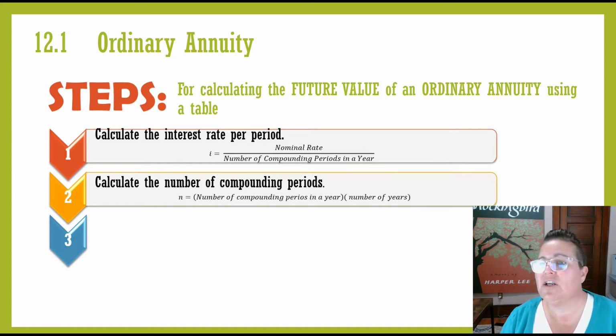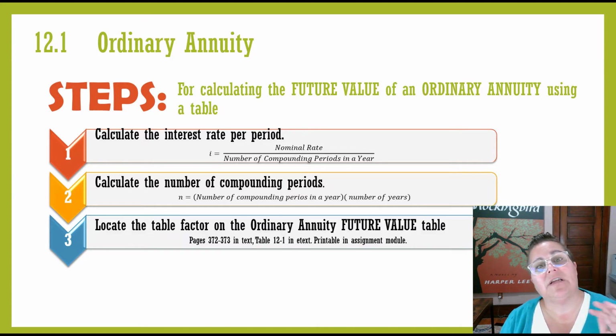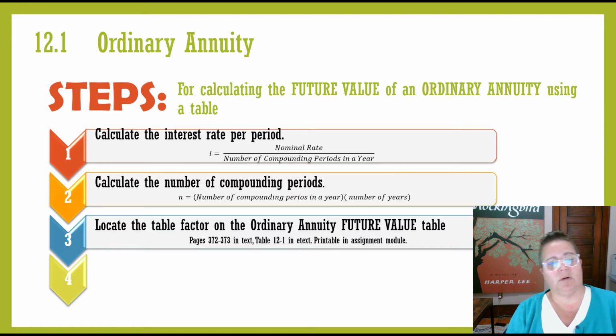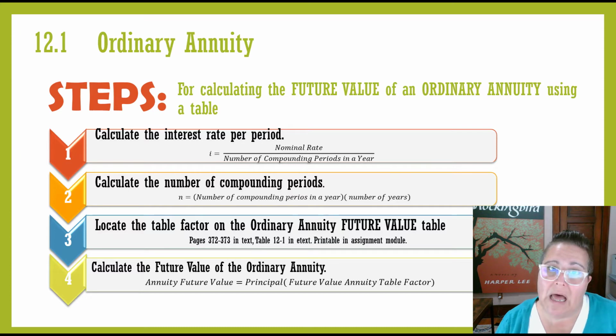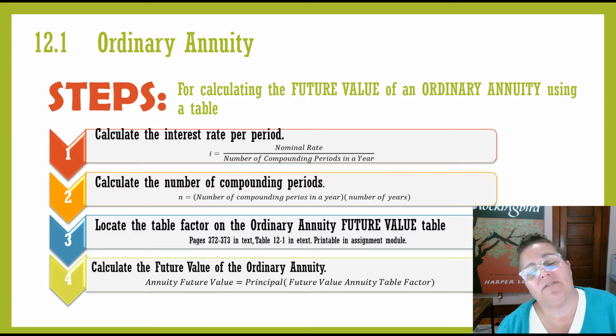Once you have that, you're going to locate the table factor in the ordinary annuity future value table. That is table 12-1. If you have a physical copy of the textbook, I believe it's pages 372 and 373. And once again, there is a printable version, although it is abbreviated, in the assignment module. Once you have that table factor, all you need to do is multiply the payment amount, not the principal, that should read payment amount, by the future value annuity table factor. That will give you the future value.